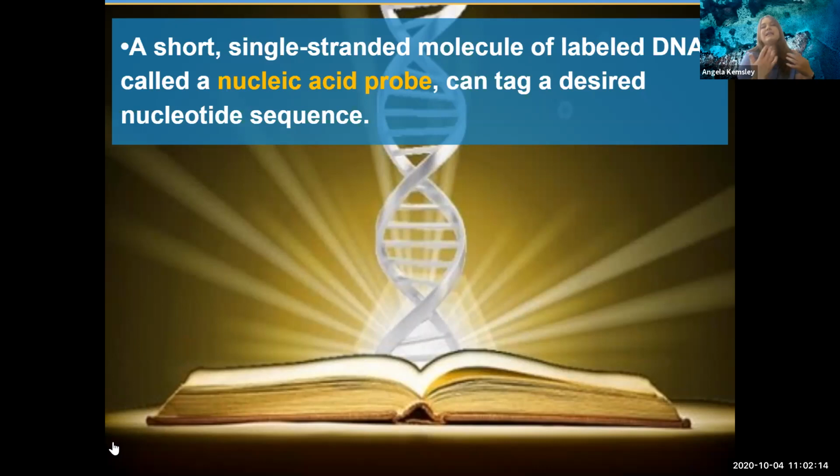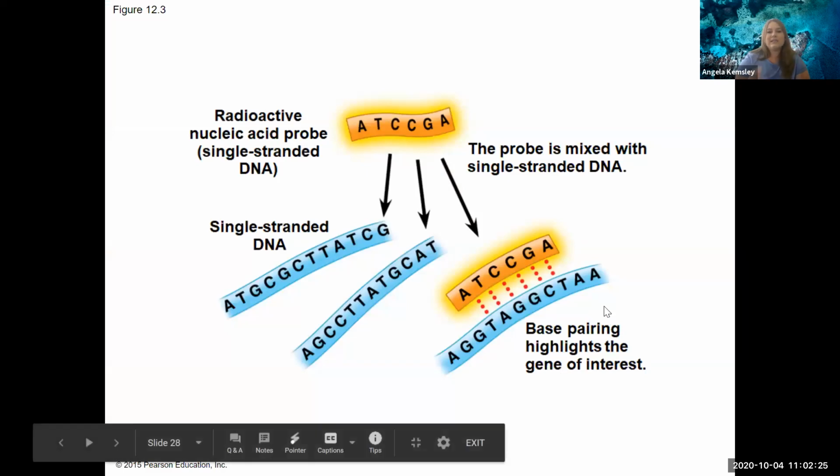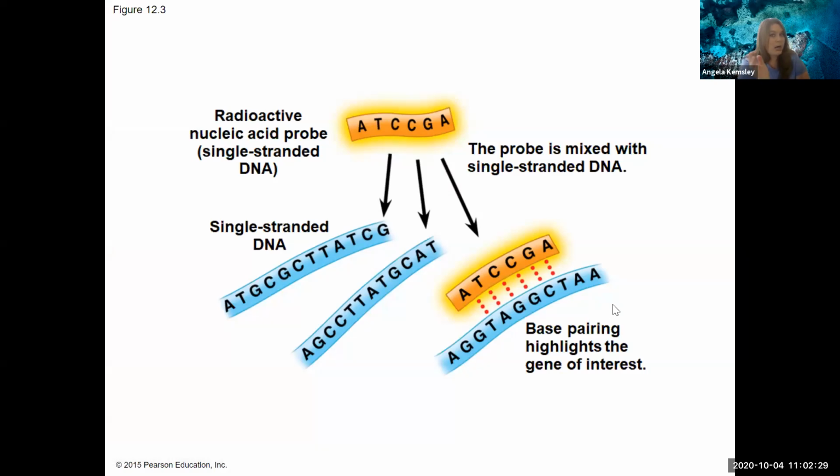We're able to create DNA libraries from this because when we talk about tagging a desired nucleotide sequence, what that basically means is we have a sequence of DNA that we want to find, but there's a lot of DNA in each cell, and we can't just sit there and go through the whole thing. So we need some way to tag it. We need some way to find it and basically raise a flag and say, the DNA sequence you're looking for is right here. And so that's what nucleic acid probes do.